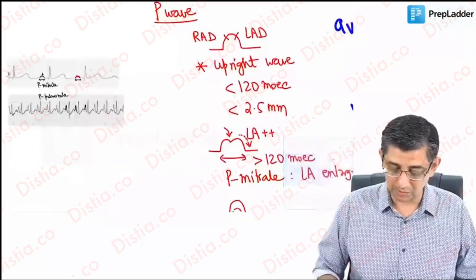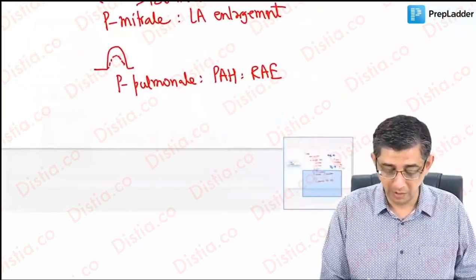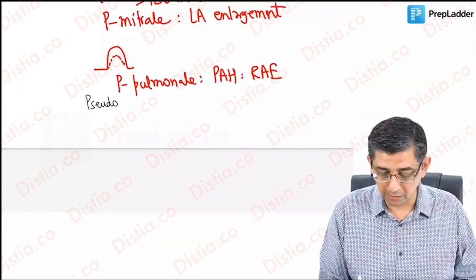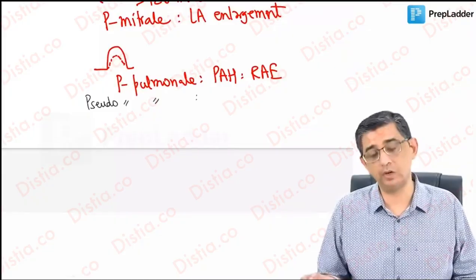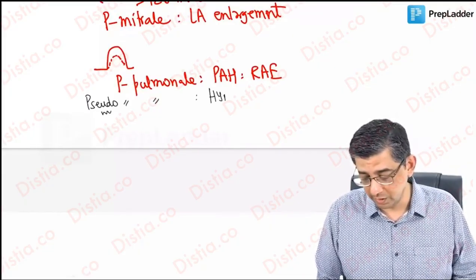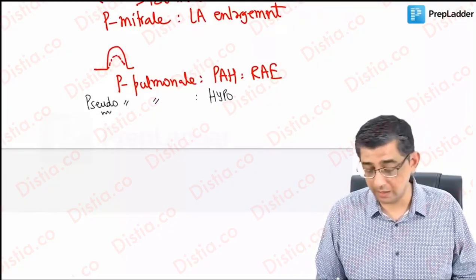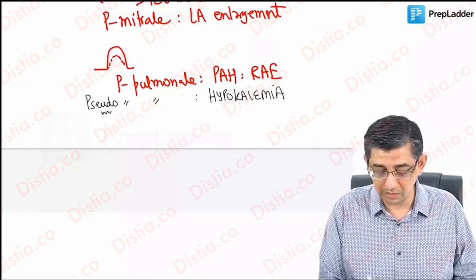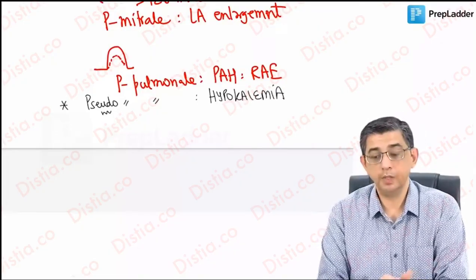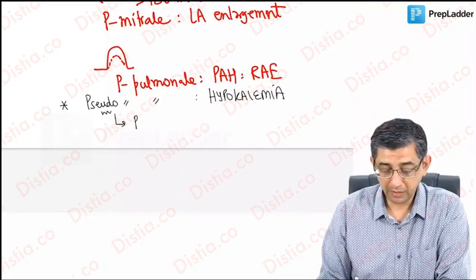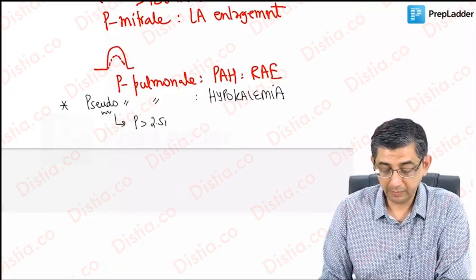Let's look at one more such minor finding which is to be remembered. The question asked in one of the NEET exams was: pseudo P pulmonale is found in. A lot of guys casually read it and thought it is P pulmonale. If you go through the electrolyte imbalance part, the ECG changes in hyperkalemia and hypokalemia, I have highlighted this statement of mine. Pseudo P pulmonale as a feature of hypokalemia basically means that the P wave vertical height will be more than 2.5 millimeter.